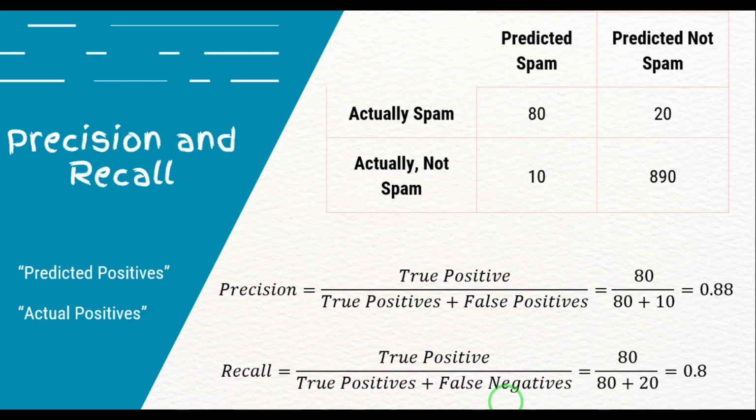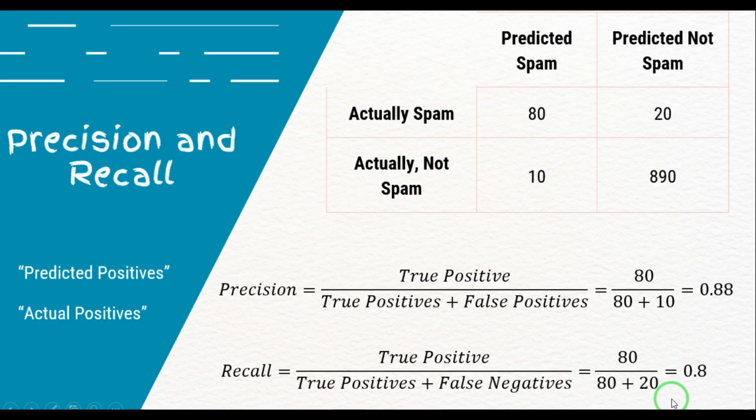Let's see the same example again. We have this confusion matrix and we have true positives of 80, or our model correctly identifies 80. But this time, instead of the summation of true positives and false positives, we want the sum of true positives and false negatives, or the total number of spam emails, which is 100. So we get the recall of 80%.